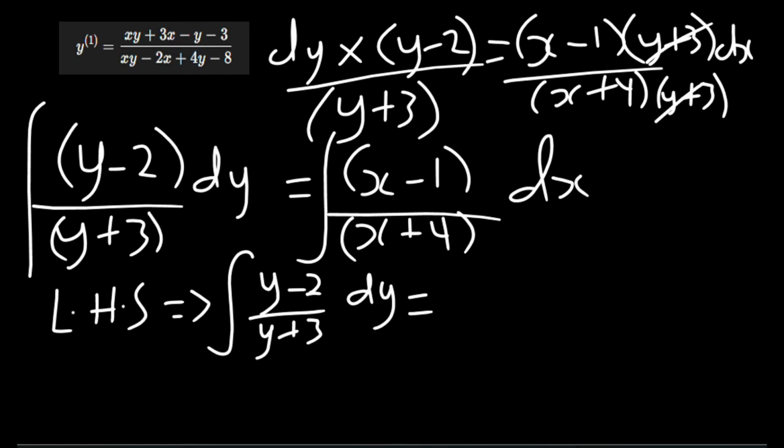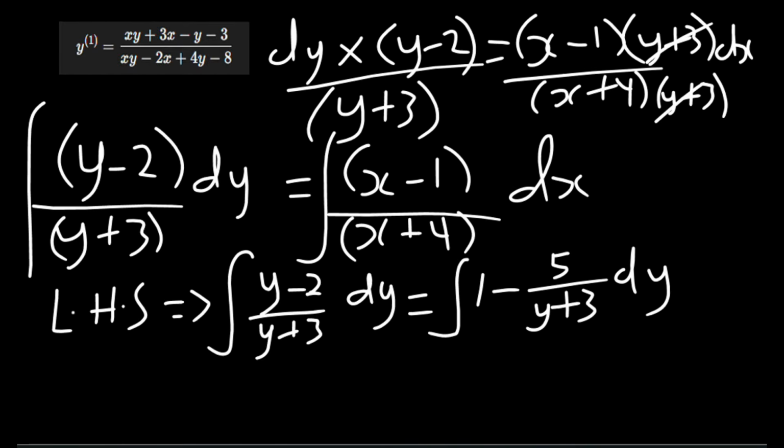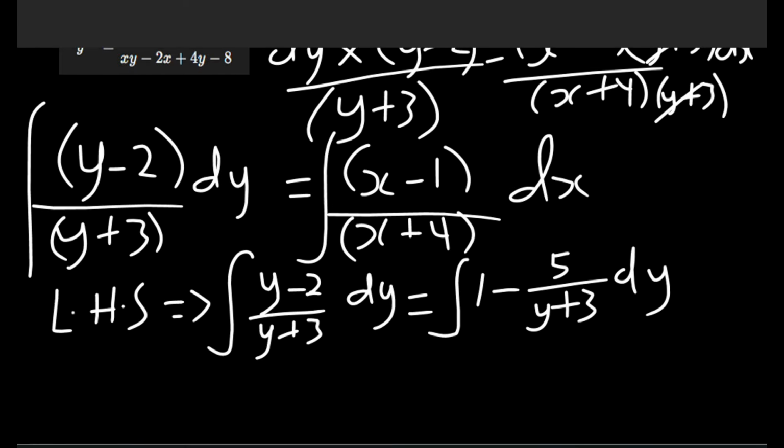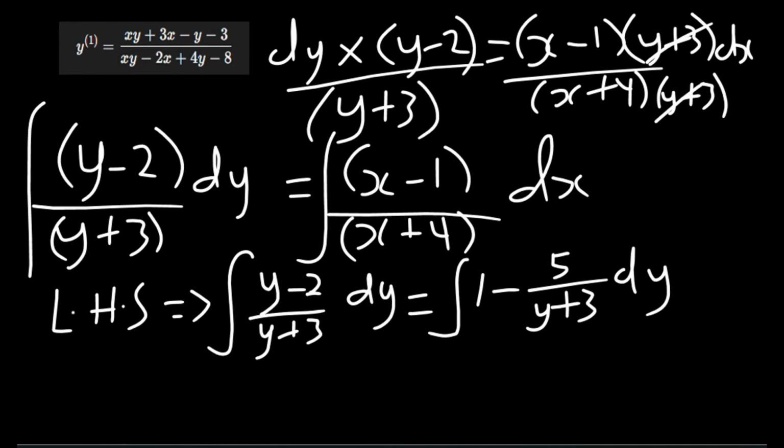So this implies, or we can rewrite this as the integral of 1 minus 5 over y plus 3. Good. So we have our dy. Yes, I know you're confused about how we got this. Let me explain this better. Let me use a red marker to highlight it.